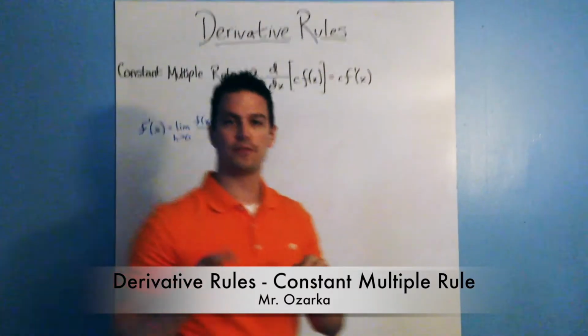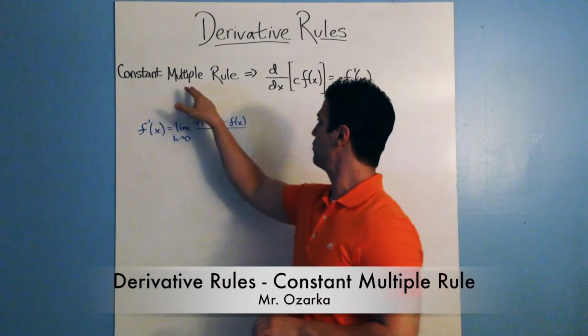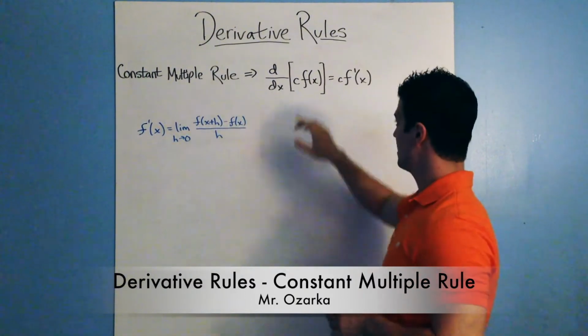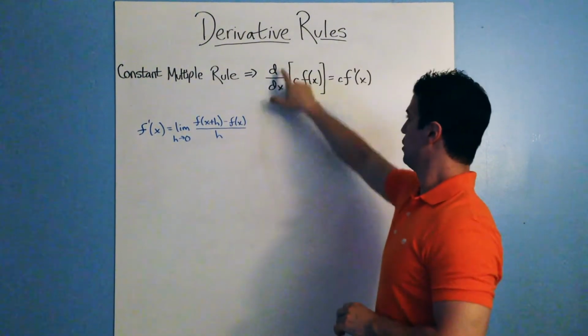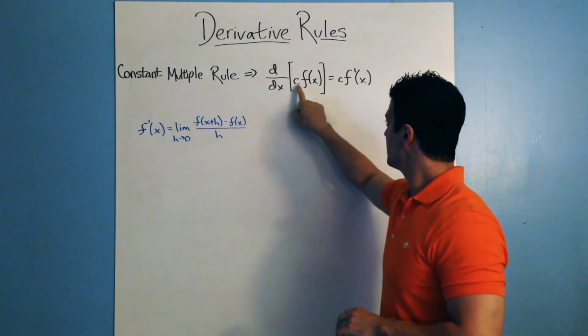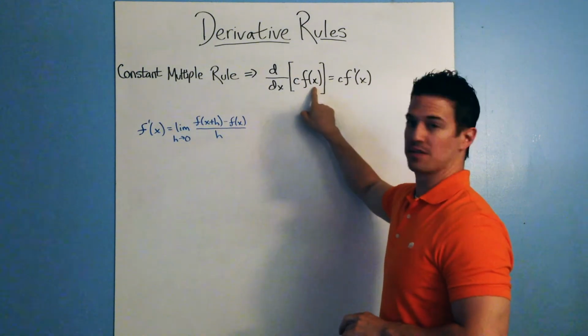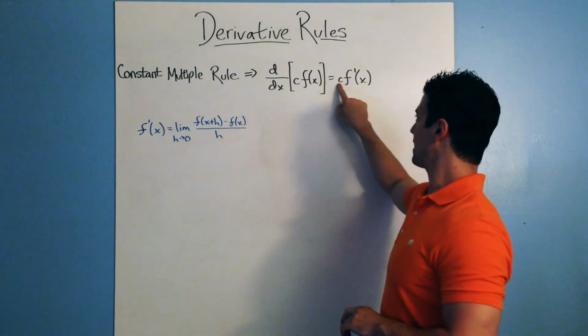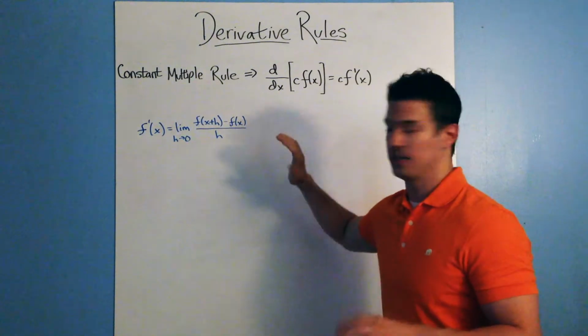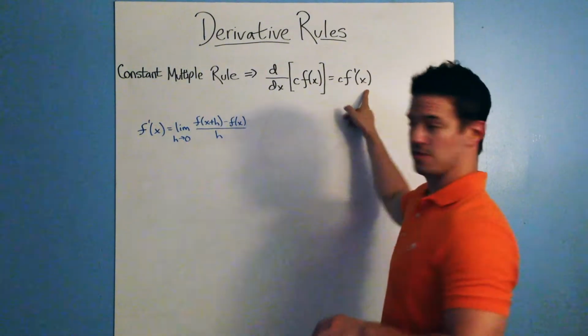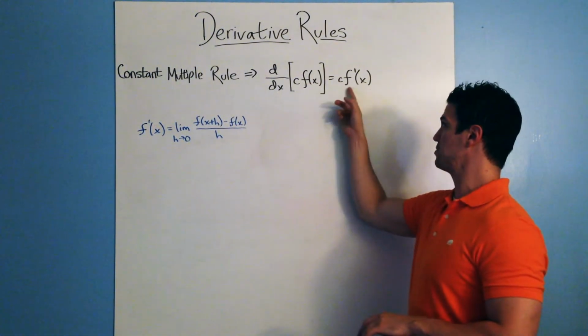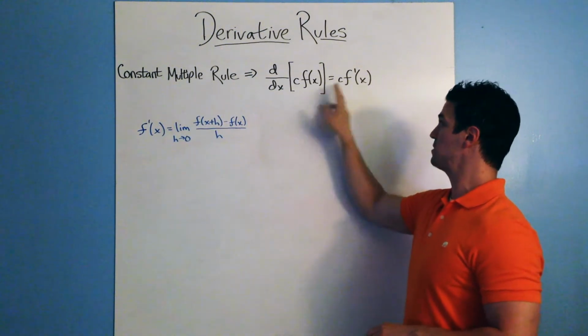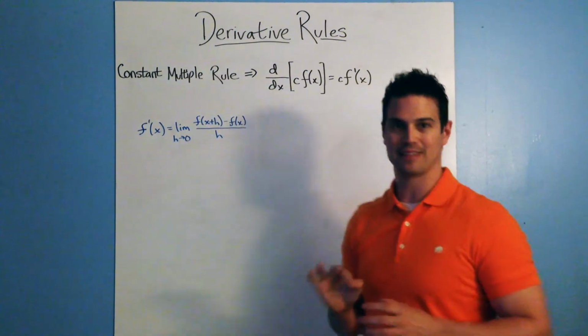Okay, so this next derivative rule is going to be called the constant multiple rule. Basically what this says is if you try to take the derivative with respect to x of some constant c times f of x, then it's going to be equal to that same constant that doesn't change, times the derivative, f prime of x, which is just the derivative of f of x. So basically, the c is not affected at all.